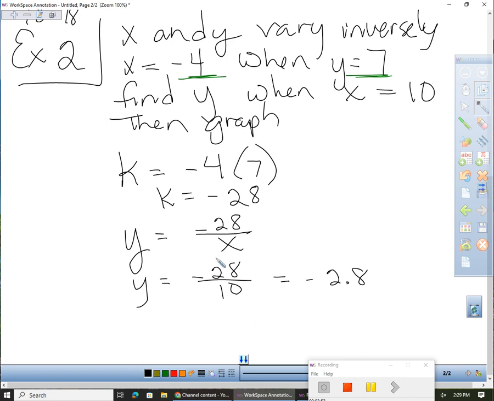Last thing we have to do is graph it. Do a little graph here. Now, typically when we graph, because x is on the bottom, we do a curve in the first and third quadrants. But because this one is negative, it flips. So it goes in the second and fourth quadrants. So if it's negative, it's an opposite. And you're really just putting 2 curves there that are approaching the x and y axis, but they can never touch them.